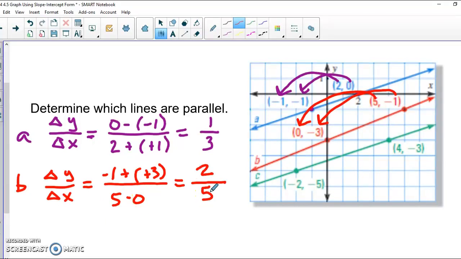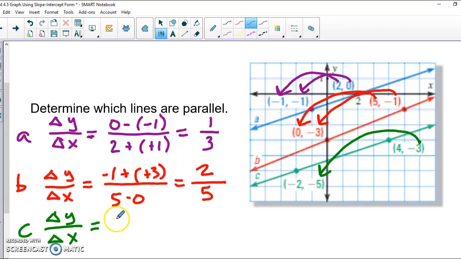So even though my line A and line B look like they could be parallel, when I find their slope, I actually see that they are not parallel. So let's check out line C. I'm going to calculate my slope doing the change in y over the change in x. So I will take my first y value, which is -3, and subtract from it -5. So I have -3 minus -5.